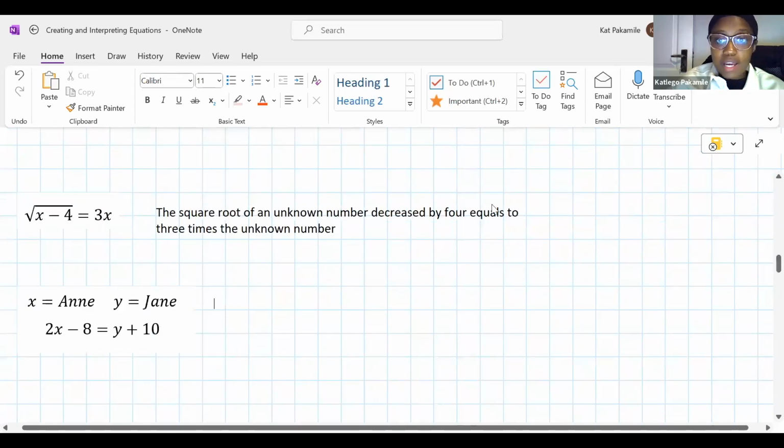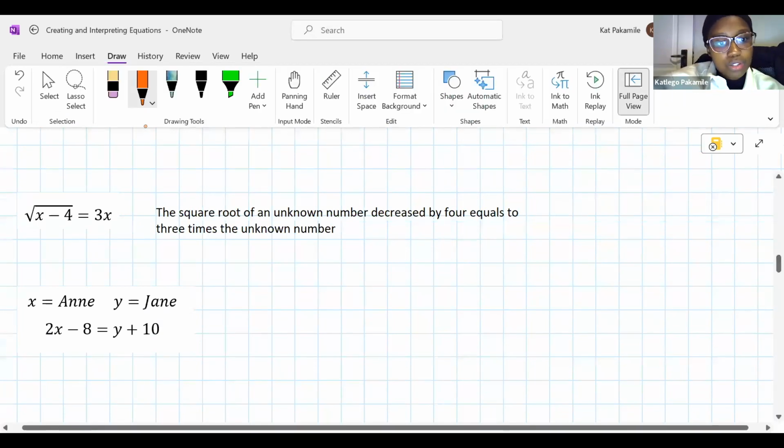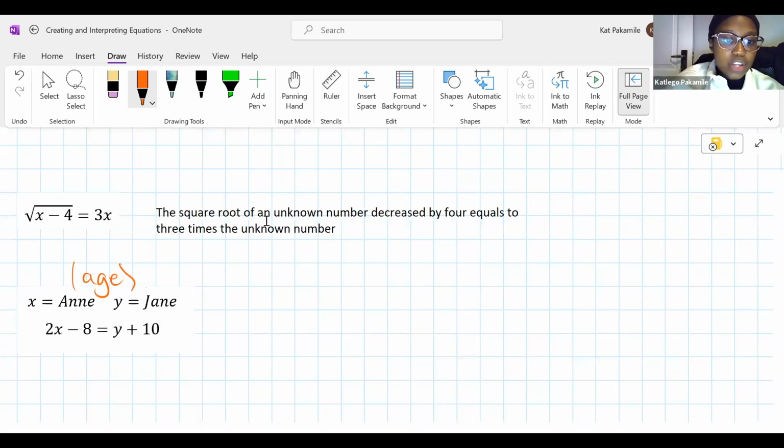Okay, that's fine. Let me find someone else who's going to do this with me. Nope, never mind, everybody vanished. Let's do this one. In this case, we're talking about ages. Maybe I should write that down and then everyone will vanish and panic. Ages. I want you guys to tell me, how does Anne's age relate to Jane's age?